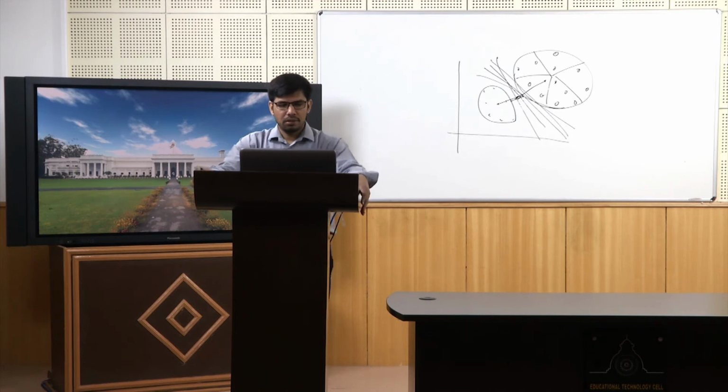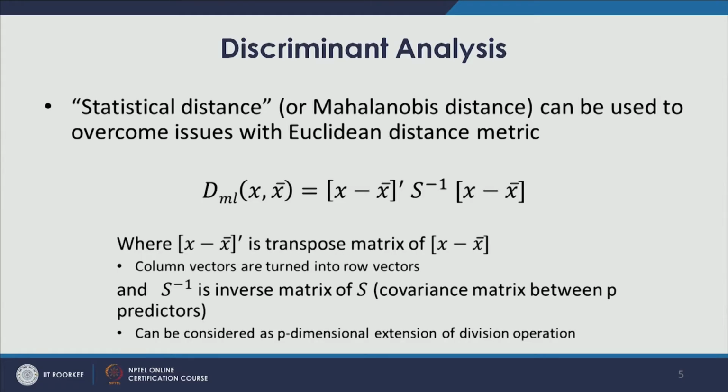So the next distance metric, called statistical distance or Mahalanobis distance, can be used to overcome the issues that we have discussed with the Euclidean distance metric. The statistical distance or Mahalanobis distance is typically defined as below, as you can see in the slide.